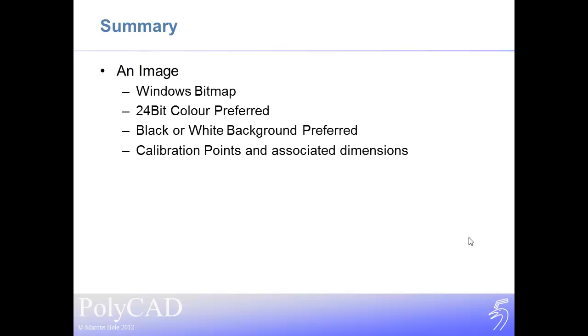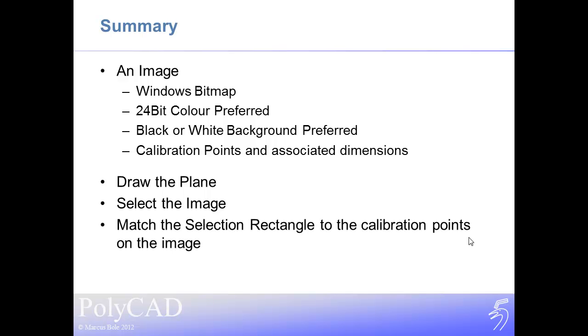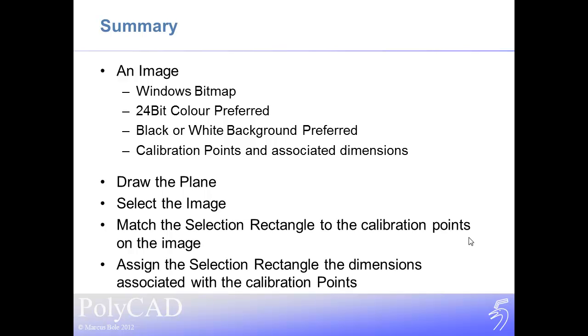So in summary, you'll need your image with various requirements listed there, and to put that into PolyCAD you need to draw the plane, select the image, match the selection rectangle to your calibration points in the image, and then you need to scale the image based on those calibration points to the dimensions associated with that calibration data. That completes this demonstration.